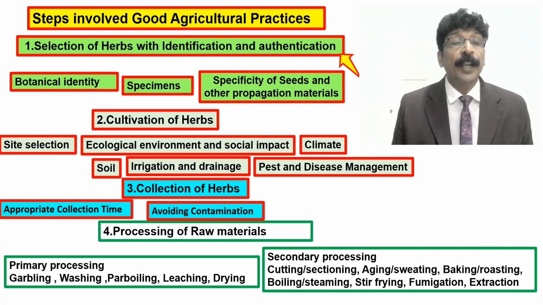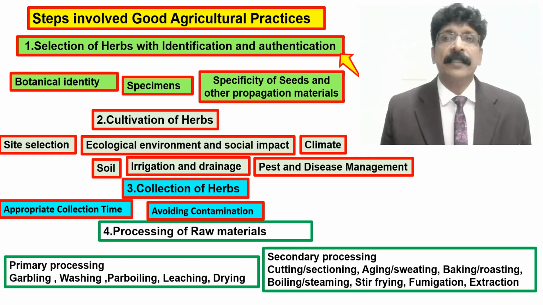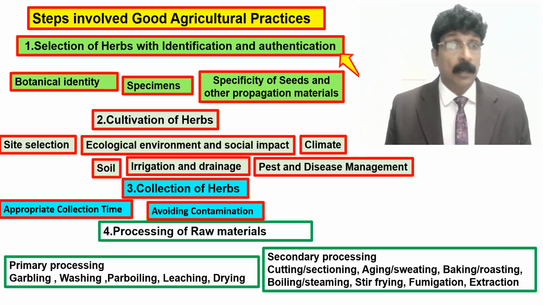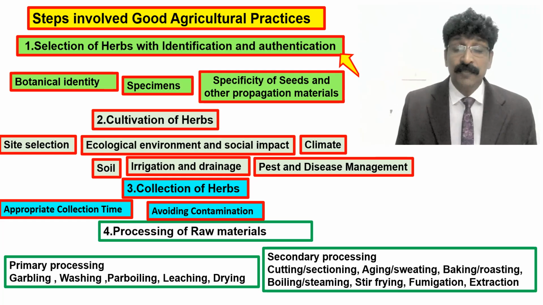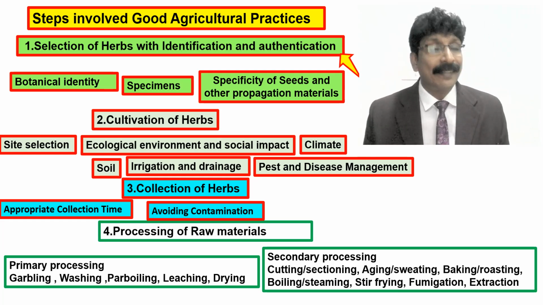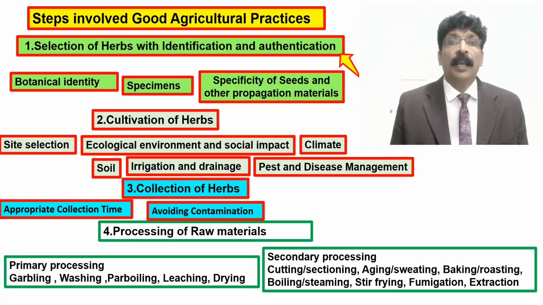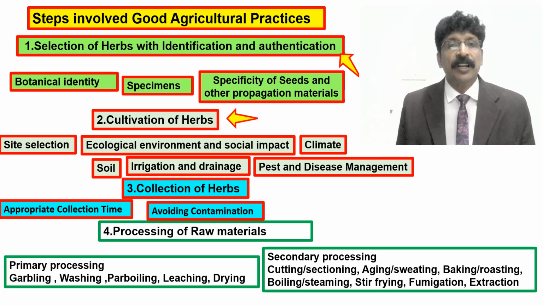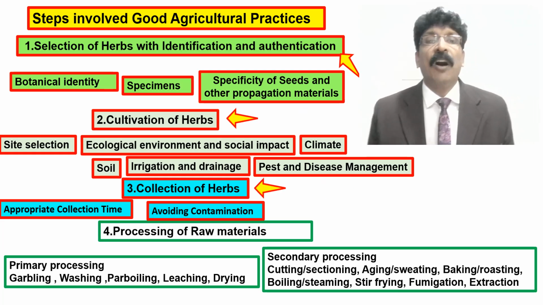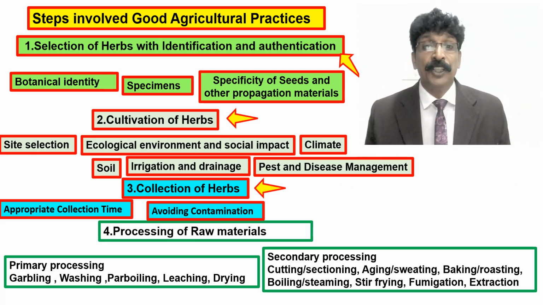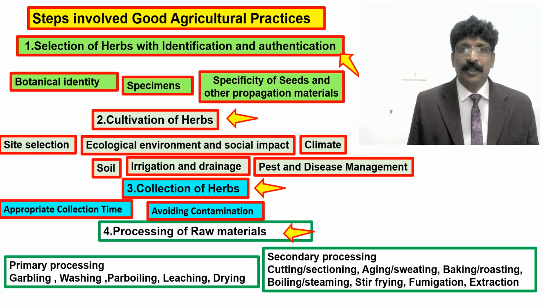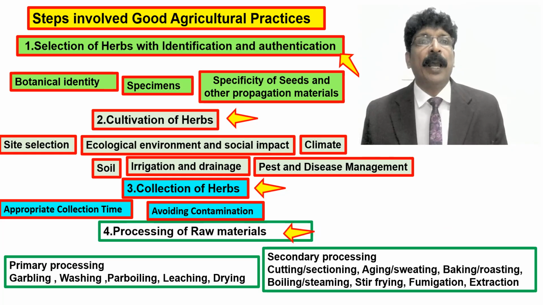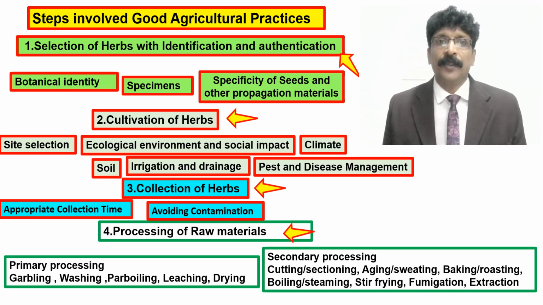You have to remember the 4 points. That's why I put an arrow moving from the bottom to the top to show you. Number 1, selection of herbs and identification and authentication is important for any good agriculture practice. And cultivation of herbs, collection of herbs, and the last one is processing of raw materials. So all these subheadings the student should know. All this I have to explain when you want to write GAP, good agriculture practice.